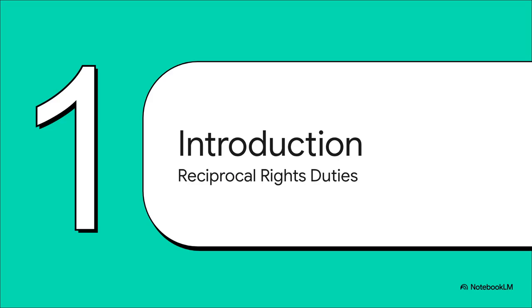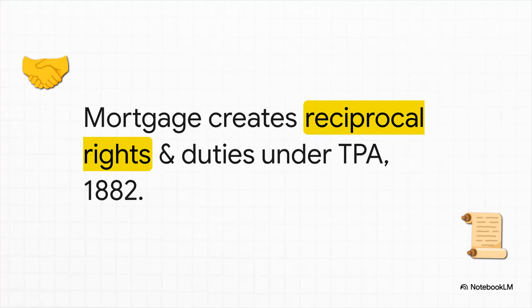Let's start with Section 1, Introduction. Reciprocal rights and duties under the TPA 1882. A mortgage creates reciprocal rights and duties between the mortgagor, that's the borrower, and the mortgagee, the lender. These are governed by the Transfer of Property Act 1882, primarily sections 60 to 77.